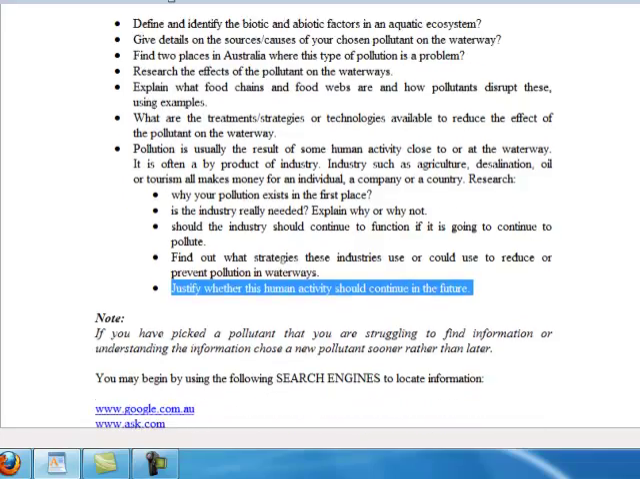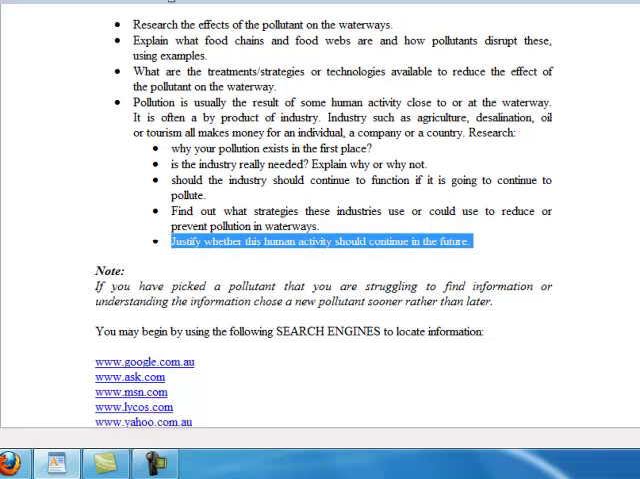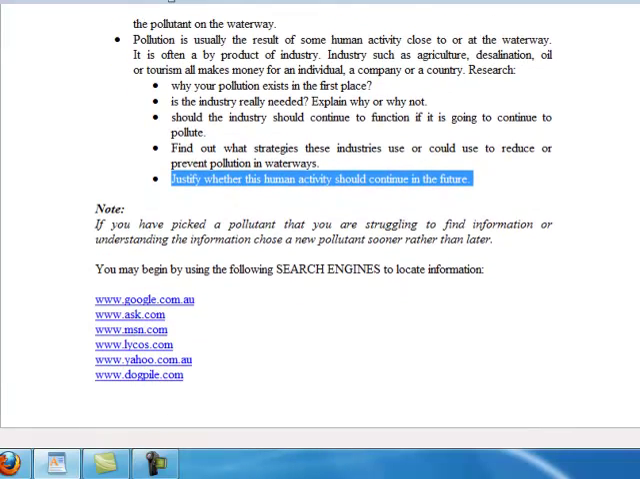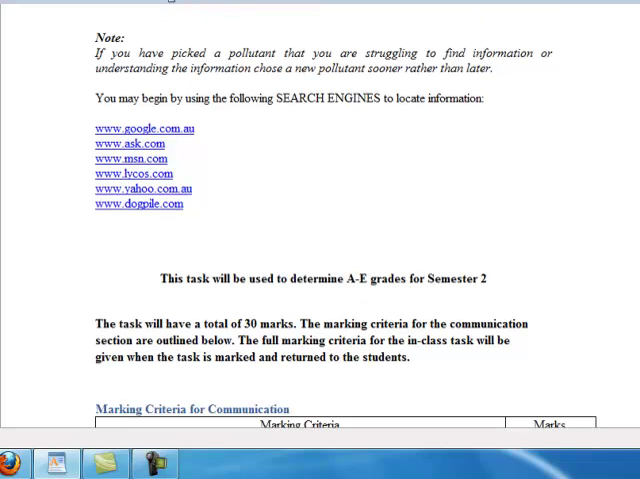Now, if you pick a pollutant, say for example nitrification, and you are struggling to find any information on that, then just leave it, choose a new pollutant sooner rather than later. Otherwise you will lose valuable research time. To help you get started, you can use the following research engines. Google, obviously, Ask, MSN, Lycos, Yahoo and Dogpile. Dogpile actually does a search of about 4 different search engines.